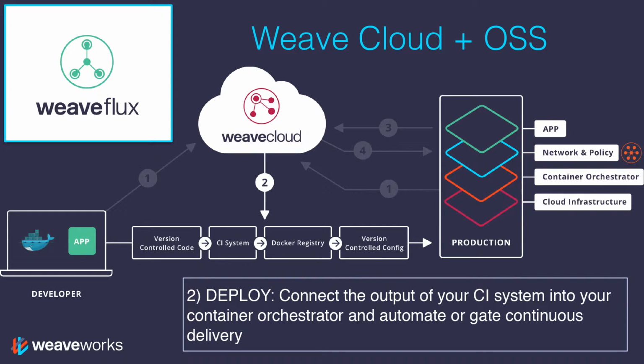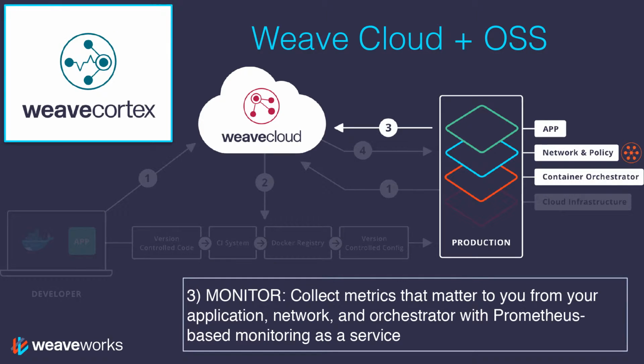Then Flux is about deployment. It's about continuous delivery. So it's about developers being able to take changes to their app that they make on their laptop and push them through this continuous integration and continuous delivery pipeline. And so Flux is a tool that helps with the final bit of that. It gets the output of your CI system into your container orchestrator and then into your production system. Then we have this thing called Cortex, which is about monitoring that application.